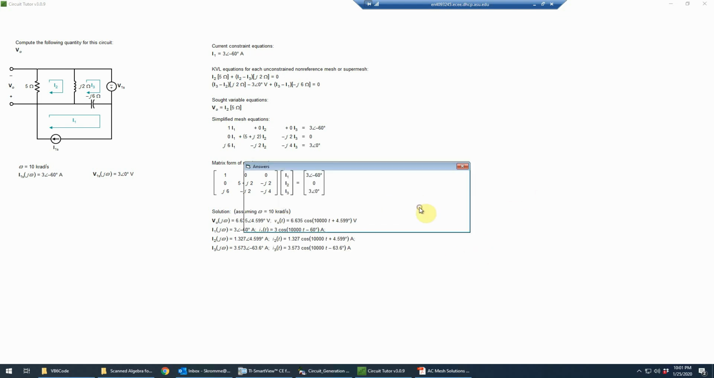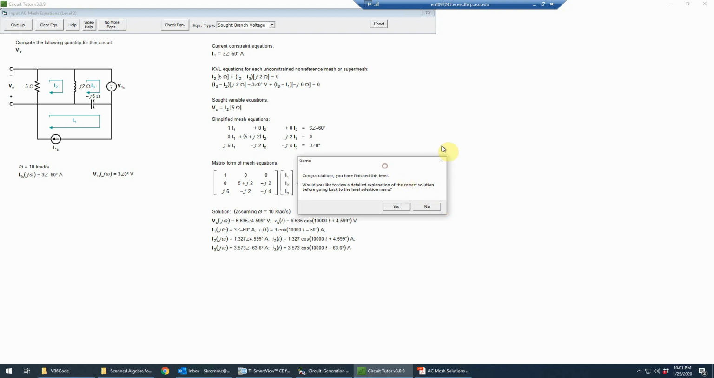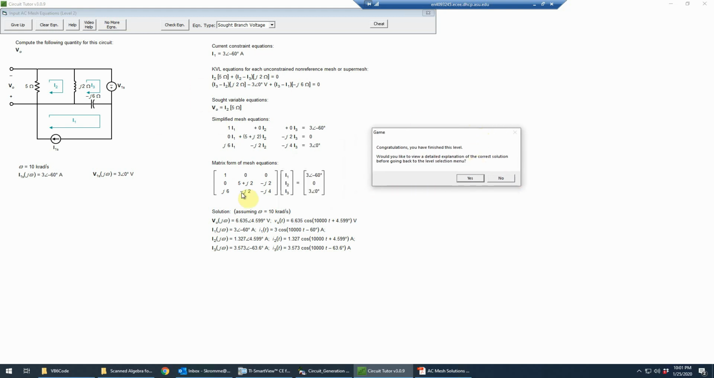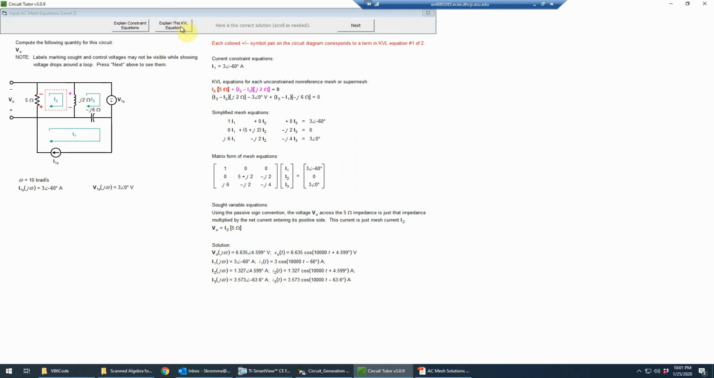Okay, so that is correct. And that does complete the problem. If you wanted to have a more detailed explanation, for example, of how these KVL equations that were given to you are derived, we can get that, or details about the sought variable equation. So you just answer yes there if you do want to see that. And again, you can also get really detailed explanations of the KVL equations if you click this as you cycle through them, or the constraint equations are also explained in general here. So that will conclude this problem.